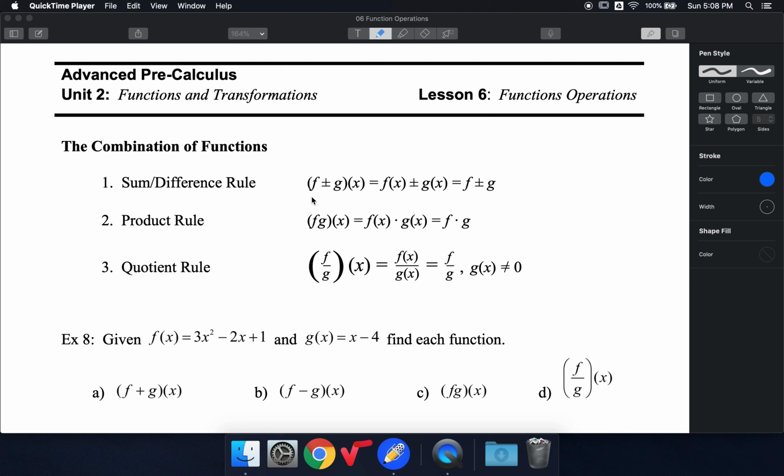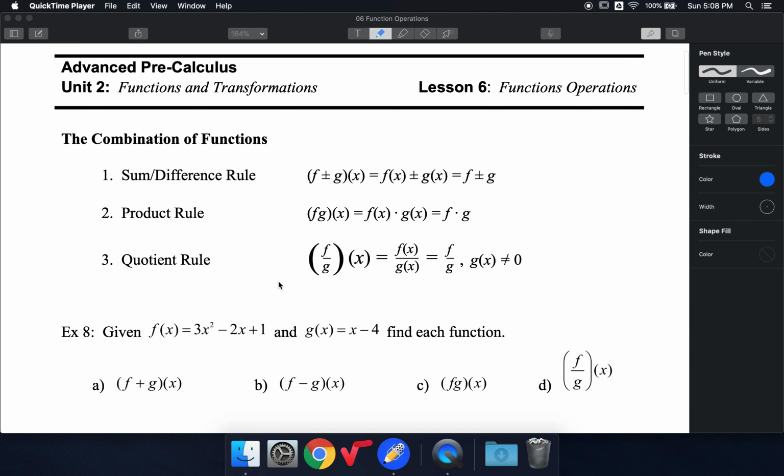All of these things are true notation-wise for sum and difference, products, and quotient. Notice, of course, in a quotient, I can only divide if my denominator is not 0. So let's look at some examples of this.